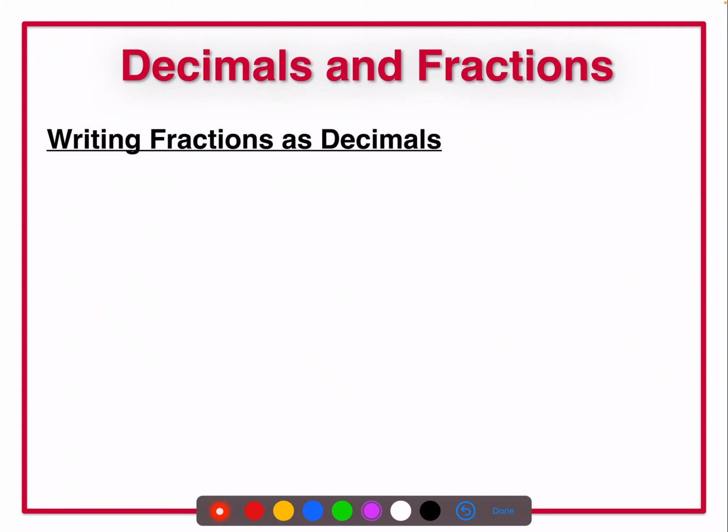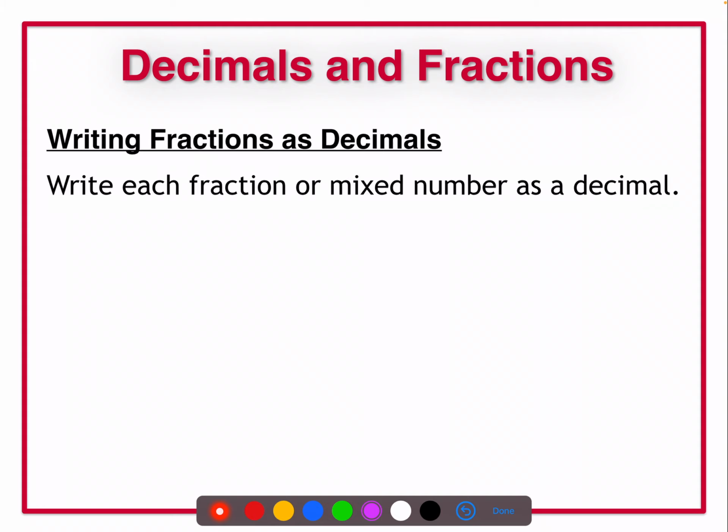Now, writing fractions as decimals. Write each fraction or mixed number as a decimal. To convert a fraction into a decimal, we can always divide. So we're going to divide 3 divided by 4. The answer is 0.75. So that means 3/4 equals 0.75.